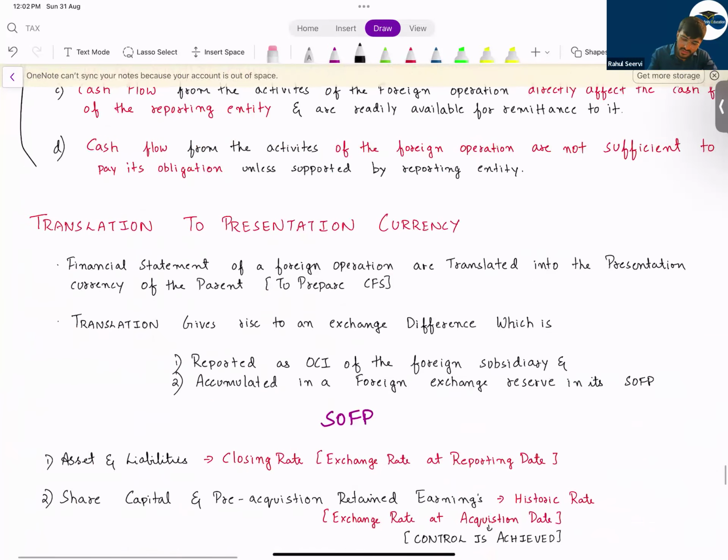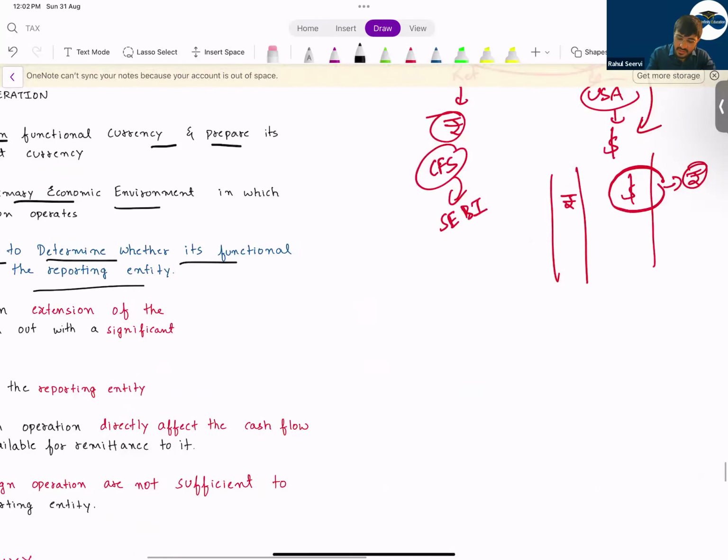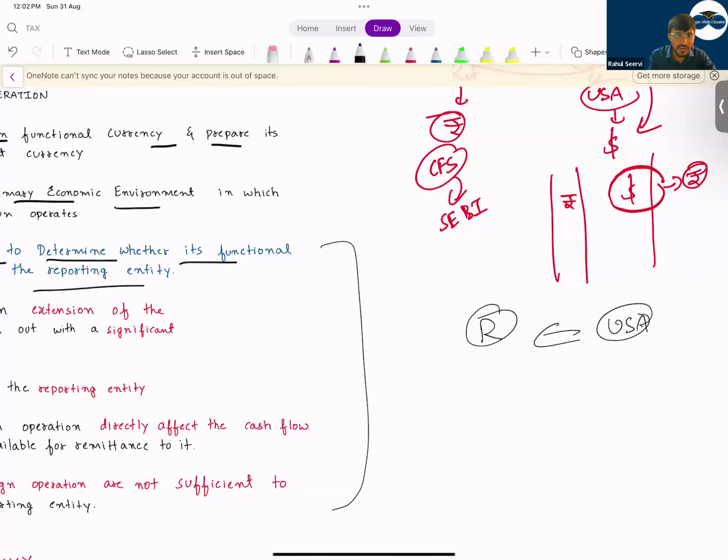But understand, in your exam question, every time it will be mentioned that this Reliance company and the company which is in US are independent. They are not interrelated. So in that case, this company's functional currency will be dollars, and Reliance's will be rupees.